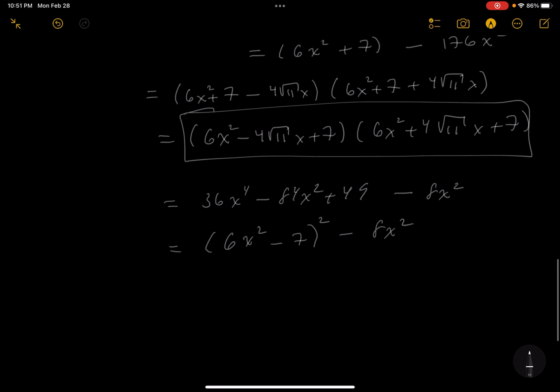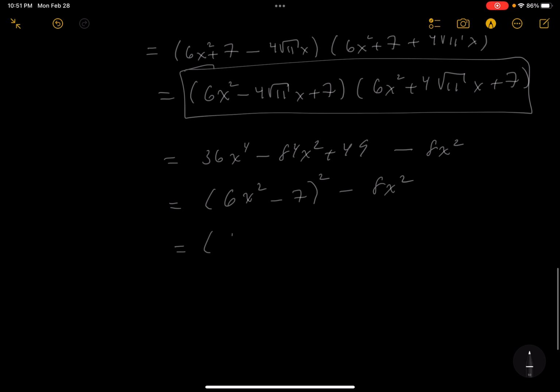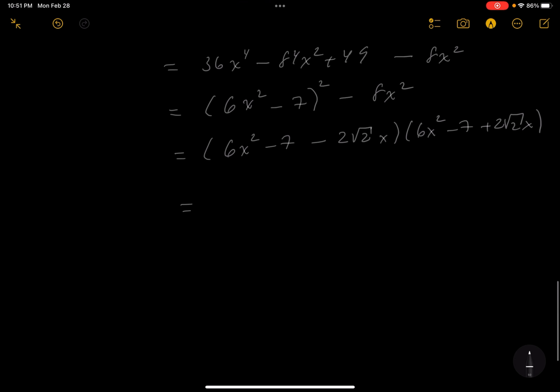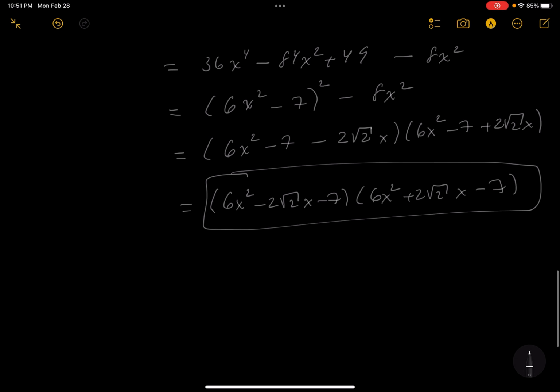minus 8x squared. And I could also factor this using the difference of perfect squares. What do you get? 6x squared minus 7. This is easier for me to handle. The square root of 8 is going to be 2 root 2 x, and then I get this over here, 6x squared minus 7 plus 2 root 2x. I'm going to write a little neater in order. So 6x squared minus 2 root 2x minus 7, 6x squared plus 2 root 2x minus 7. Put a box on this, indicating I got the two factors as requested.